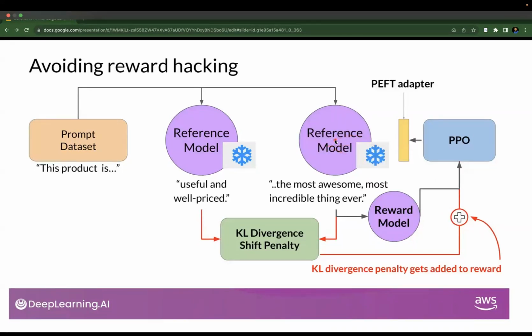So that's also possible. You need not tune all the parameters or all the weights of the reference model. Rather, you can just tune the adapter, which is the parameter efficient fine tuning adapter, which we have already seen before.